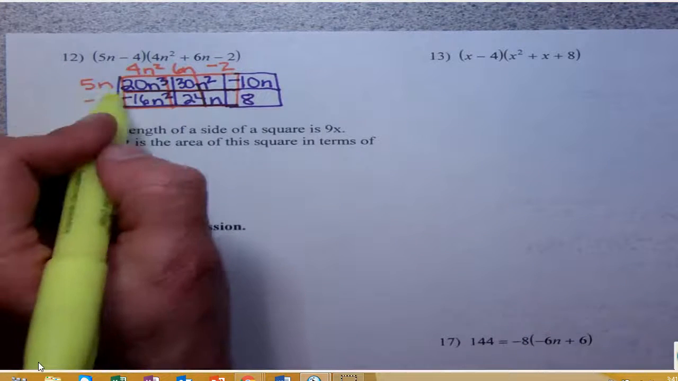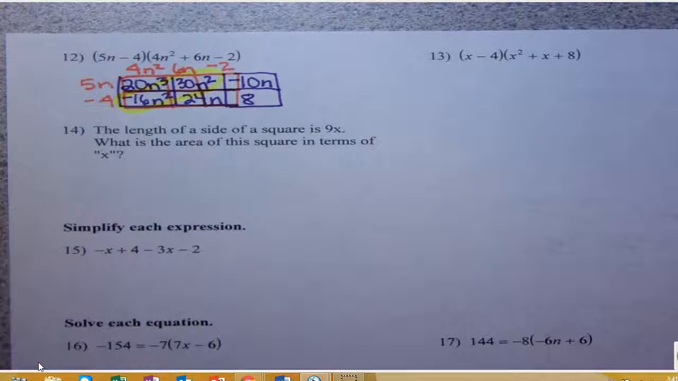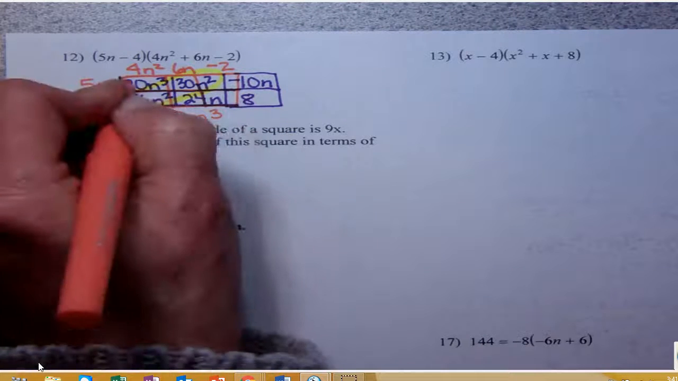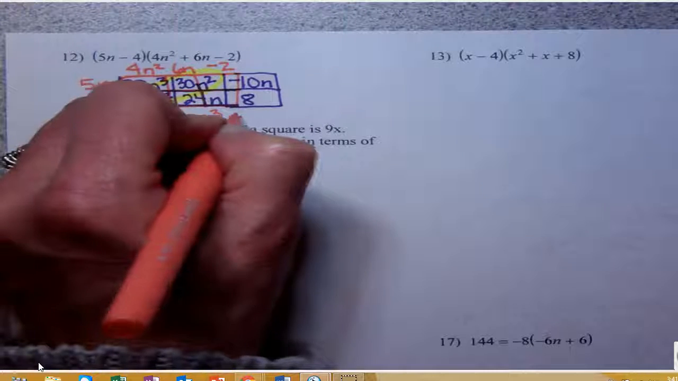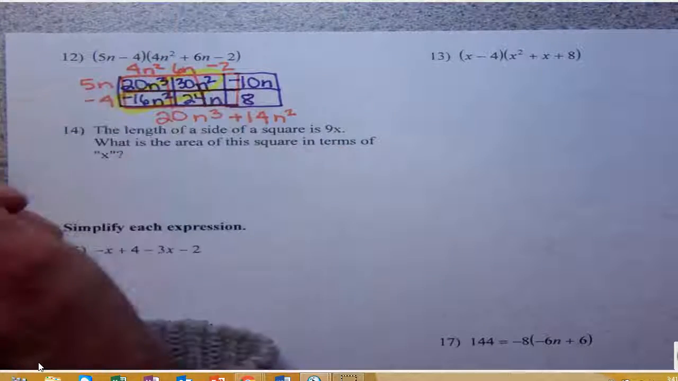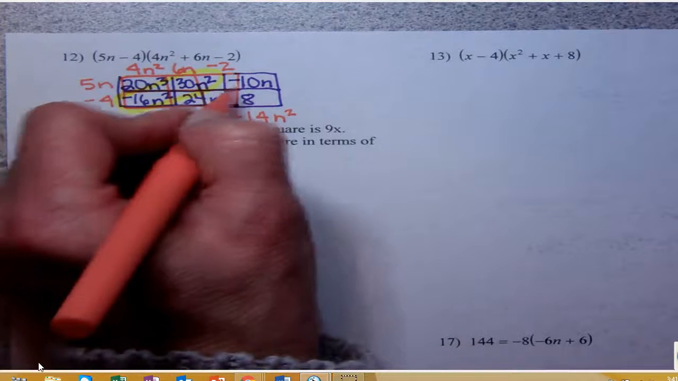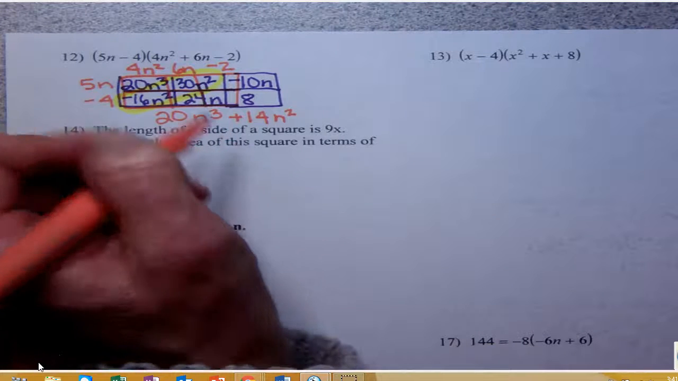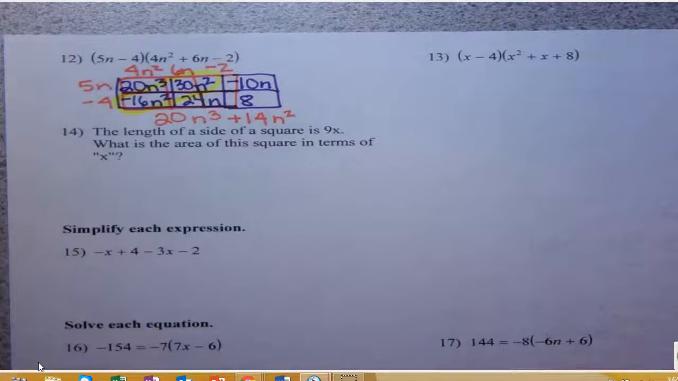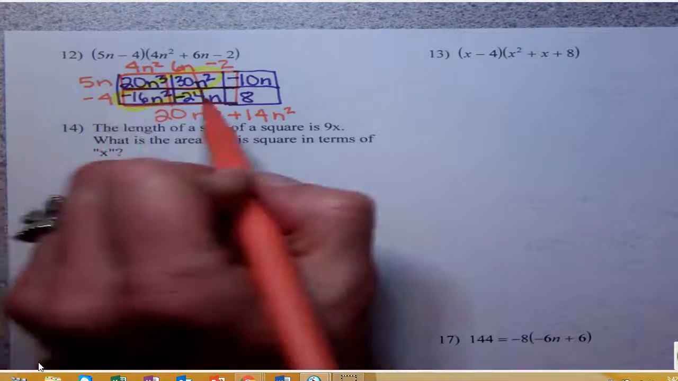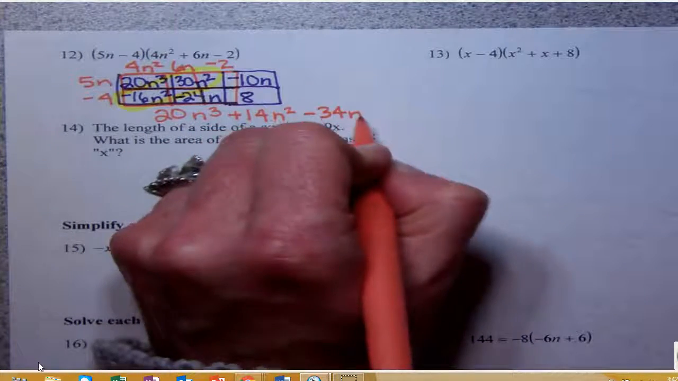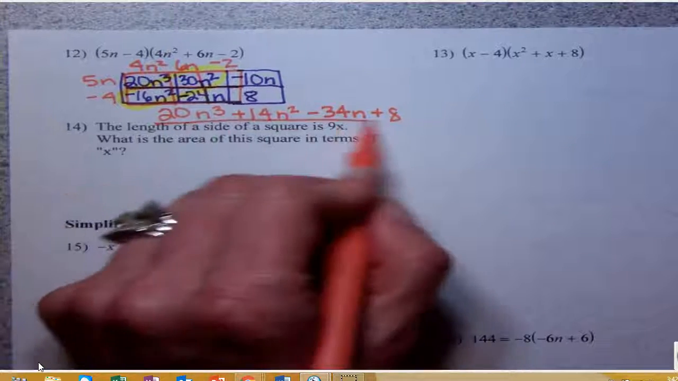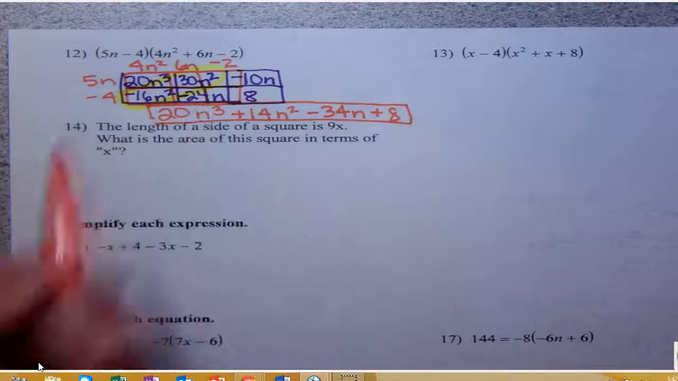So when I combine my like terms, I see there's 2 n squareds. My answer is going to be 20n to the third right here. When I combine 30 and 16, I get positive 14n squared, because 30 minus 16, and negative 10n plus positive 24n, or should that be a negative? I think that's a negative. 6n times negative 4, so that should be a negative. Ooh, I almost made a mistake. So that is going to give me minus 34n and plus 8. So I get, there we go. I caught my mistake, luckily.